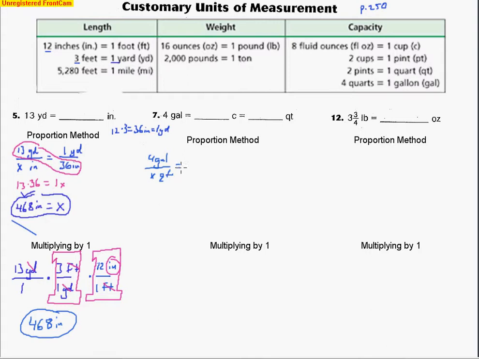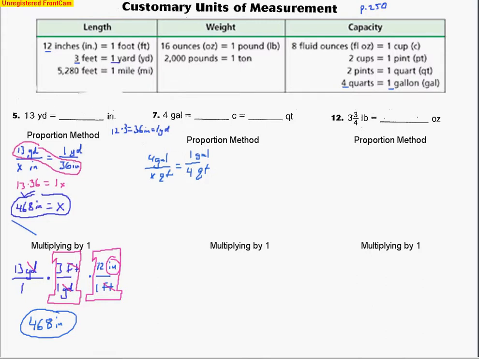Alright, so now we're going to set up another fraction, and it's going to be equivalent. So that means I need gallons on top and quarts on the bottom to be consistent. See, we're having an equal fraction here. And so let's take a look at how many quarts are in a gallon. So we got to go to capacity, and there's 4 quarts equals 1 gallon. So I have 1 gallon per 4 quarts.